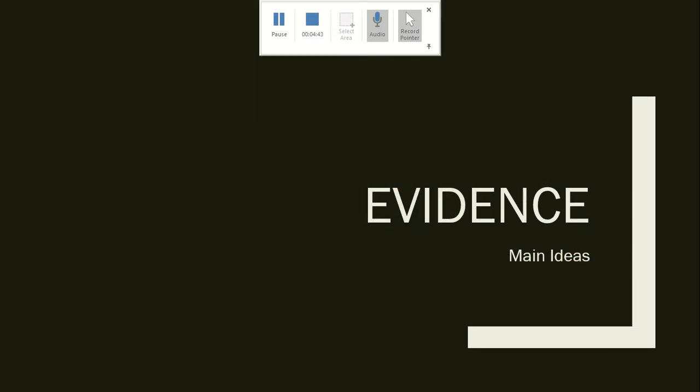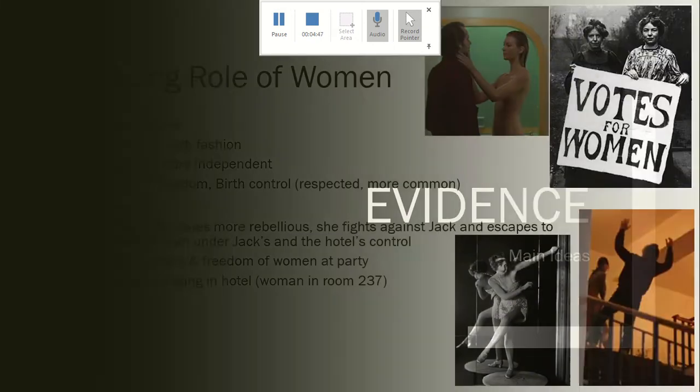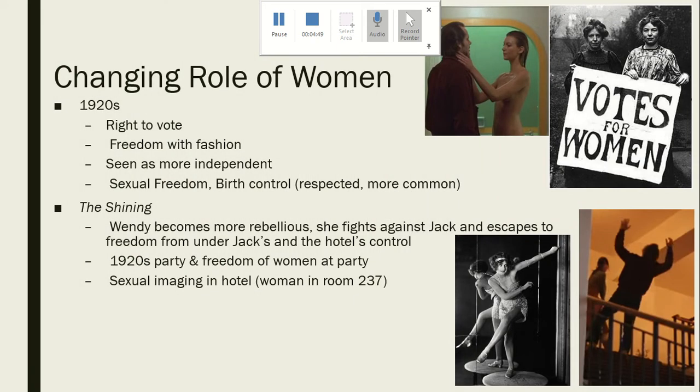Alright, now we get into the good stuff, and that's the main ideas and the main points of my theory. The first piece of evidence that I have is that of the changing role of women, both in the movie The Shining and in the 1920s. And this is how women are treated and portrayed in both the movie and in the 20s.